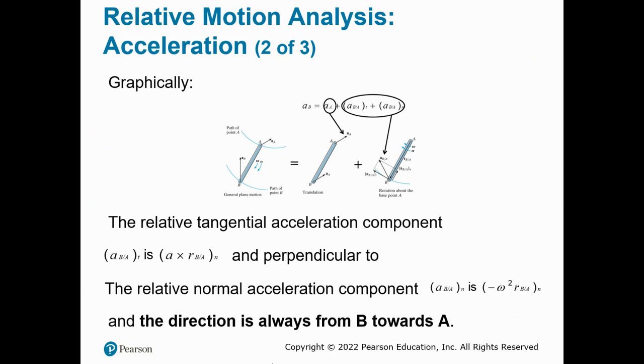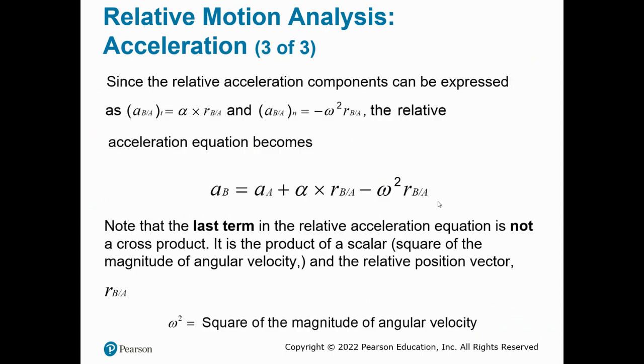Graphically, we break that into two parts, right? The translating a_A is this one that's translating. We're assuming there's no rotation. Then the second part is rotating, and for the rotating we have the tangent component and the normal component. The relative tangential acceleration component is a_B/A tangent, and then the normal component is the one along r_B/A. The relative normal acceleration component is always directed from B towards A.